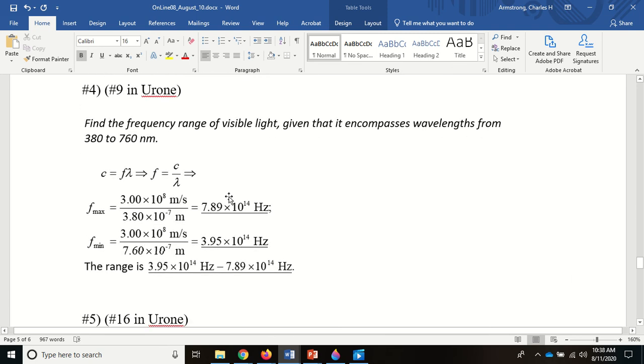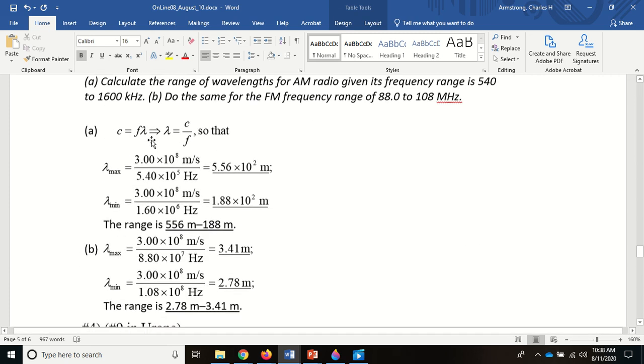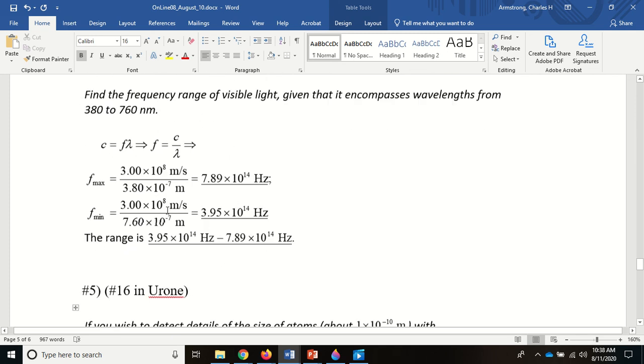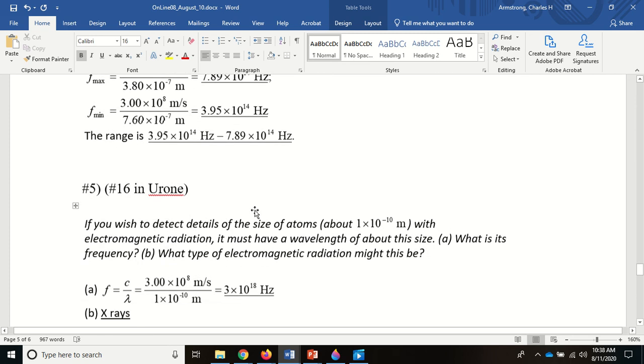Find the frequency range of visible light given that it encompasses wavelengths from 380 to 760 nanometers. Well, you just do the same thing. You have your speed of light, but now you're solving for frequency. Up here we solved for wavelength; down here we're solving for frequency. It's just a plug-in thing.